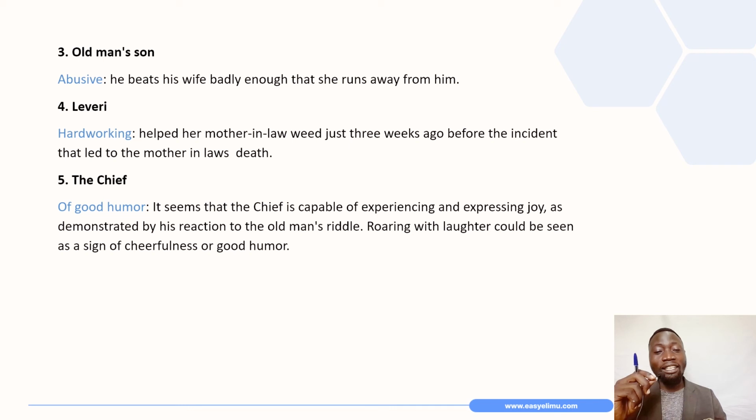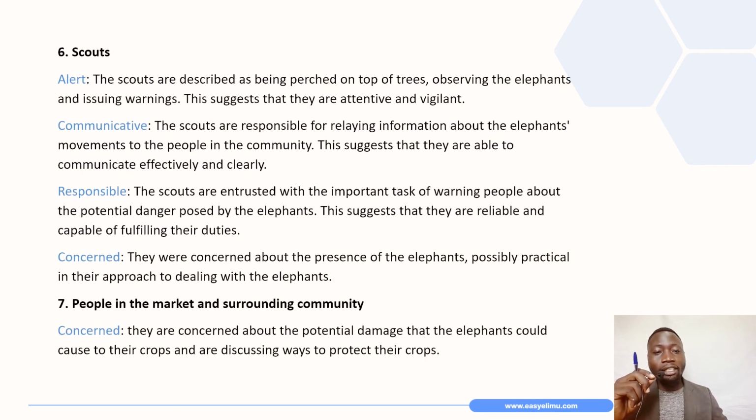It seems that he is capable of experiencing and expressing joy, as demonstrated by his reaction to the old man's riddle. Roaring with laughter could be seen as a sign of cheerfulness, or good humor. So lastly, we have the scouts.